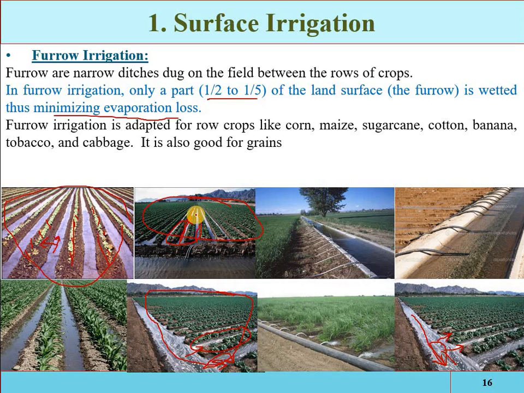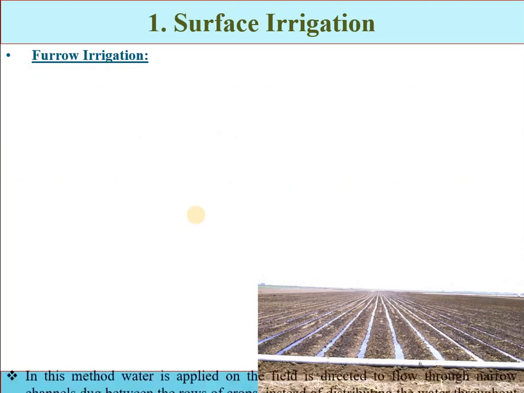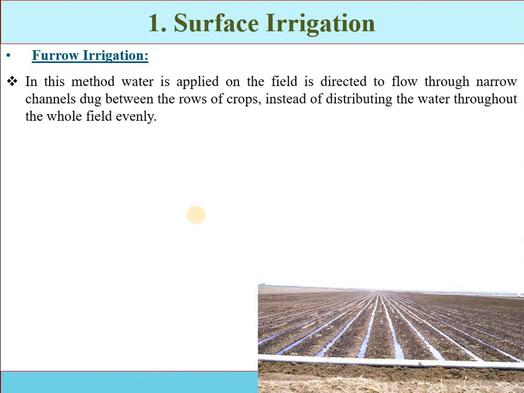So the steep slopes will be avoided, and that is the limitation of furrow irrigation, that steep slopes are avoided. Okay, the spacing between the furrows will be from 1 to 2 meters. In this method, water applied on the field is directed to flow through narrow channels dug between the rows of crops, instead of distributing the water throughout the whole field evenly.